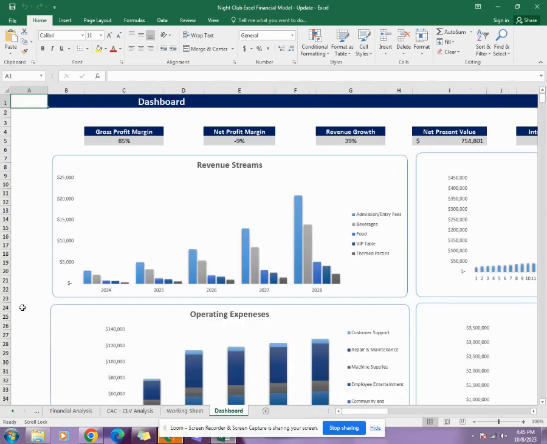Then comes the dashboard. This is the sheet which gives you all the information in graphical context. It also includes the main KPIs of the business, which will help in making the key decisions of the business as swiftly as possible and as accurately as possible.